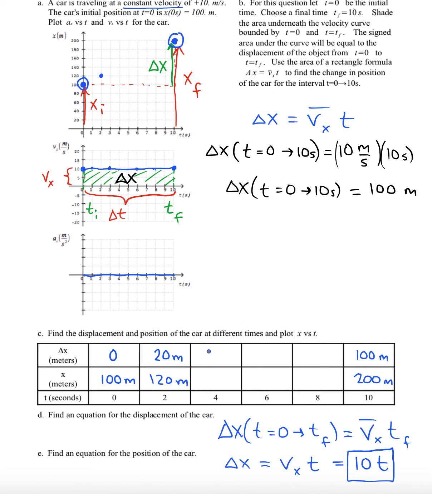All right, plug in a time of 4 into the equation. You get 10 times 4, which is 40 meters. Add 40 to the original 100, and we're now located at an x of 140 meters, which will be here. And I think you can see the pattern of what's going to happen here. This is constant velocity, so the velocity is not going to change, and our position versus time graph will be nice and straight.